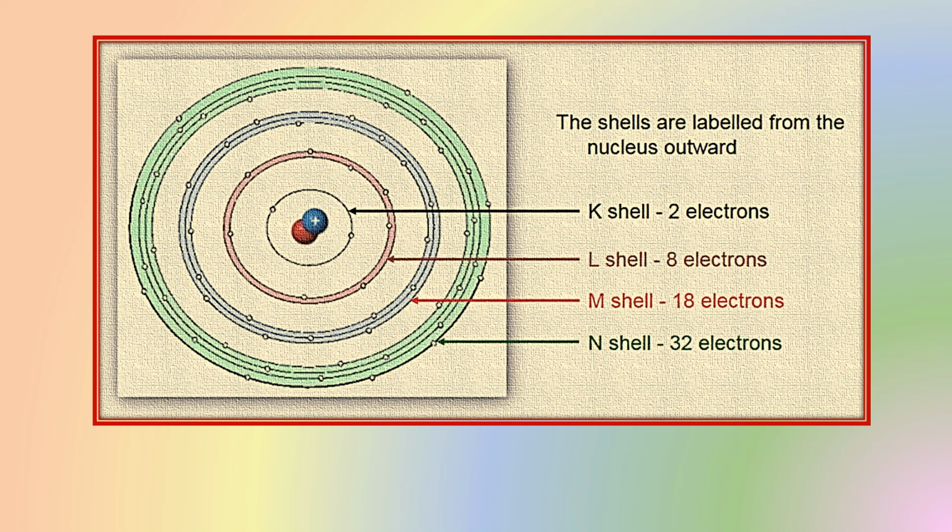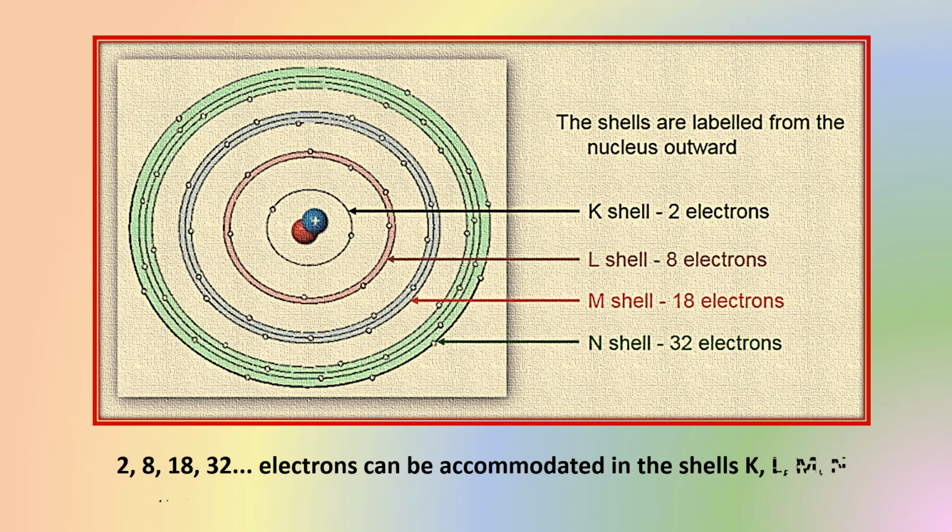The shells are labeled from the nucleus outward. This is the nucleus. The first one is the K shell, as you already know. It has 2 electrons. Then we have the L shell, the second shell, which has maximum 8 electrons. When that is filled, we come to the third shell, M shell, which has 18 electrons. And fourth shell, N shell, containing 32 electrons.